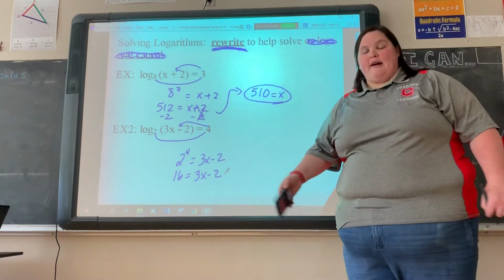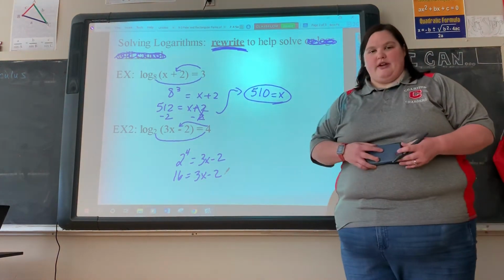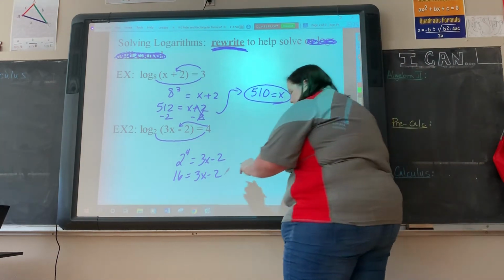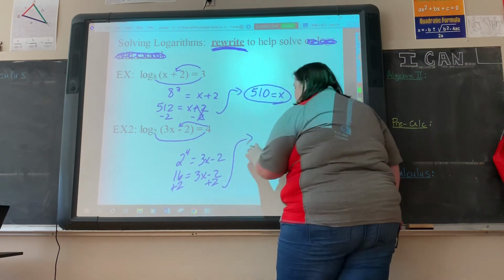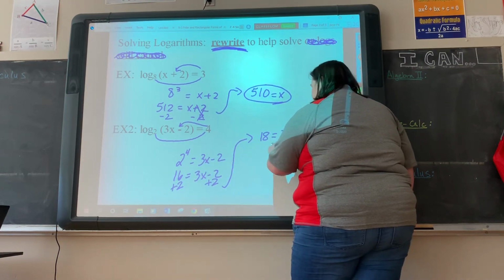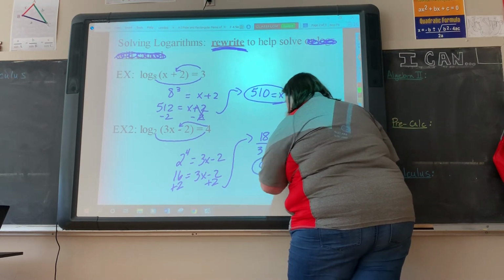Once you do the walk around, solve out the exponent first, and then it's just a regular equation that you've solved since we've introduced algebra to you. So we're going to add the 2. 18 equals 3x, divide by 3, so x equals 6.